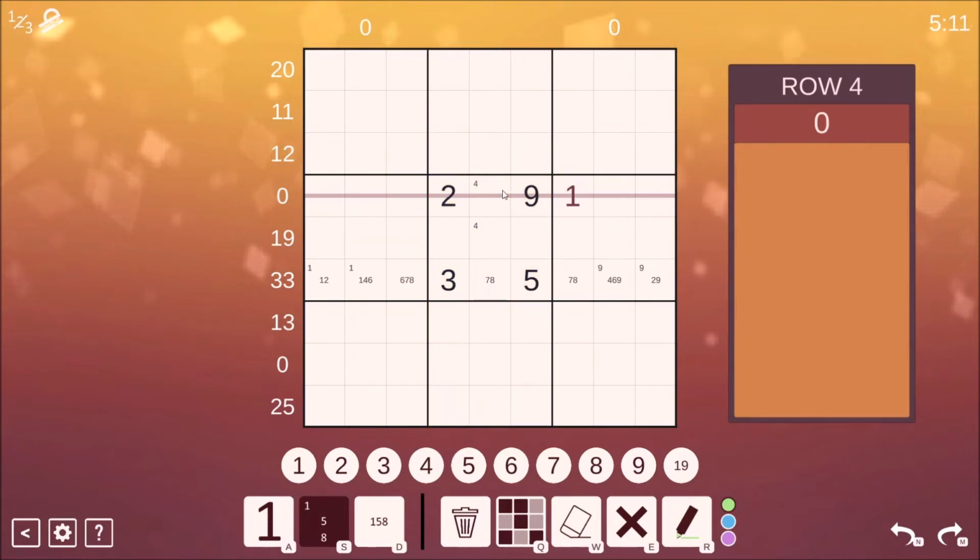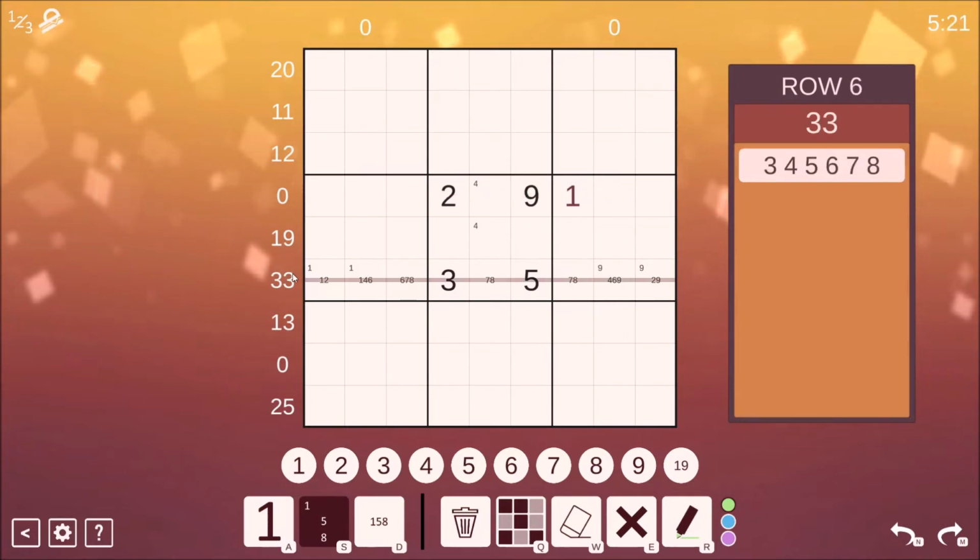And not quite sure where we should go next. The best place to start with sandwich Sudoku is usually the large numbers like this, or the very small numbers. But we weren't given very much at the beginning, so it makes it a little bit more difficult.